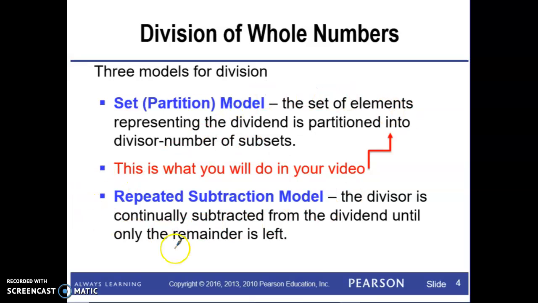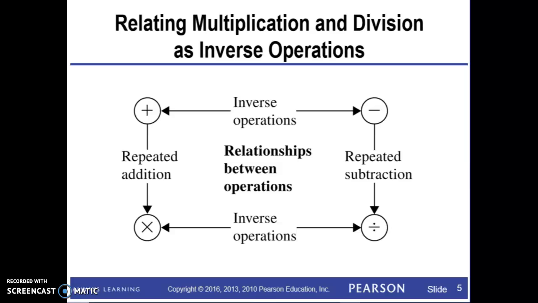Tonight, I want to work on the repeated subtraction model. So this is a different way of looking at long division. Okay, so think about inverse operations for just a second. We have said that multiplication and division are inverse operations. We have said that addition and subtraction are inverse operations. So then it makes sense that if multiplication can be modeled by repeated addition, division ought to be modeled by repeated subtraction, because multiplication and division are inverses, adding and subtracting are inverses, so we ought to have that same sort of relationship. So that's what we're going to look at here.